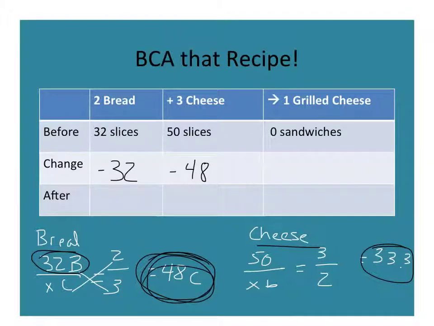Now, if we use 32 slices of bread, and that's a 2-to-1 ratio to grilled cheese, we would need half of that 32 in making the sandwich. So 32 slices of bread, half of that would give us 16 sandwiches, which sounds like a pretty yummy meal to me.